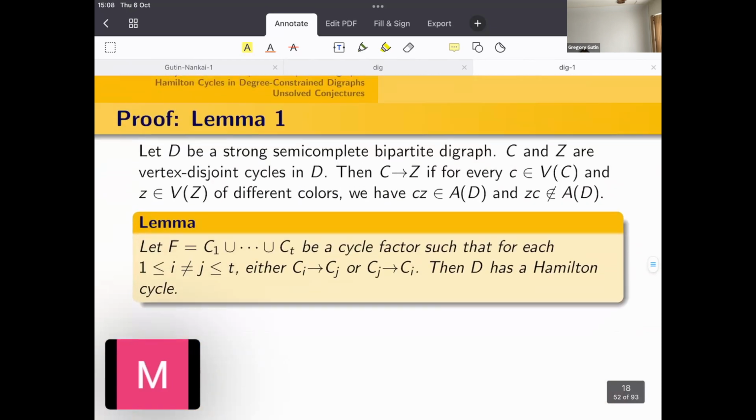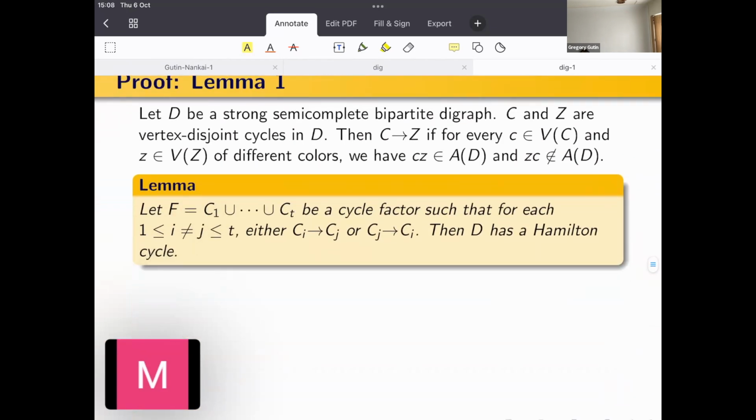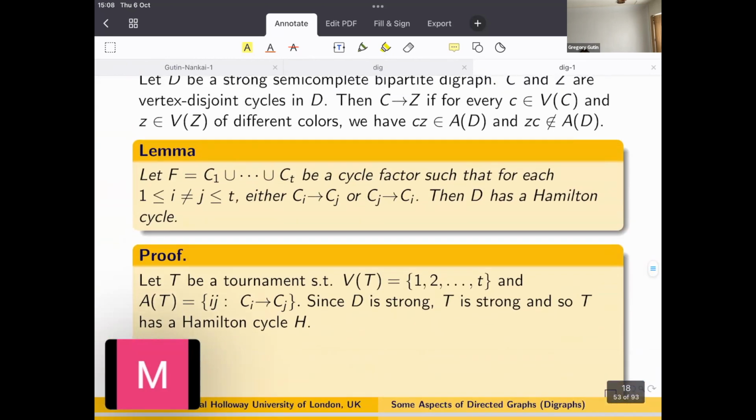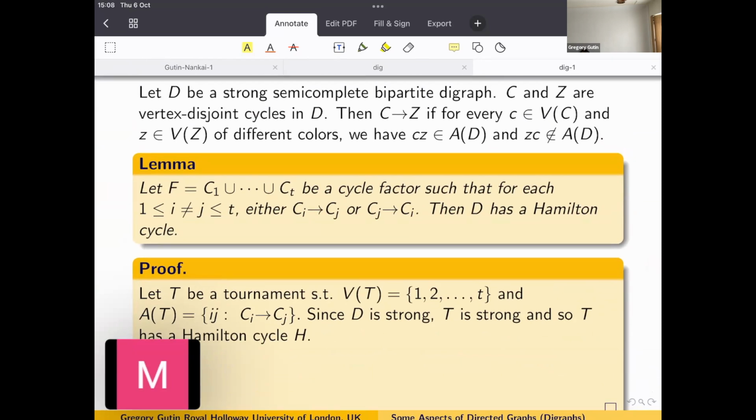Now, how to prove this result in the case of semi-complete bipartite diagraphs? So here, I will show you. We introduce the following thing. We have two cycles, C and Z, which are vertex disjoint. And we say that C dominates Z if for every vertex c in C and z in Z of different colors, so they are from different partite sets, we have that cz is an arc, and the other one, zc, is not an arc. So all possible arcs go from C to Z.